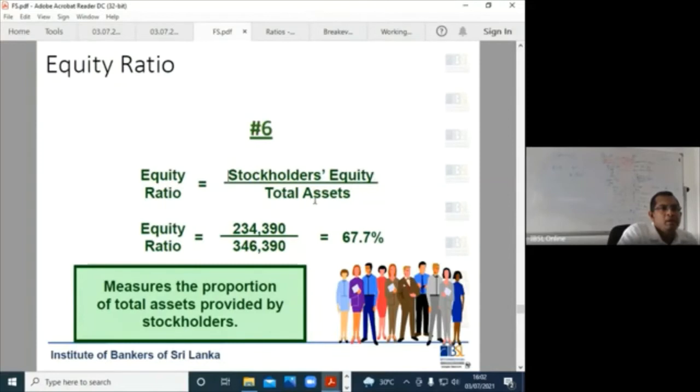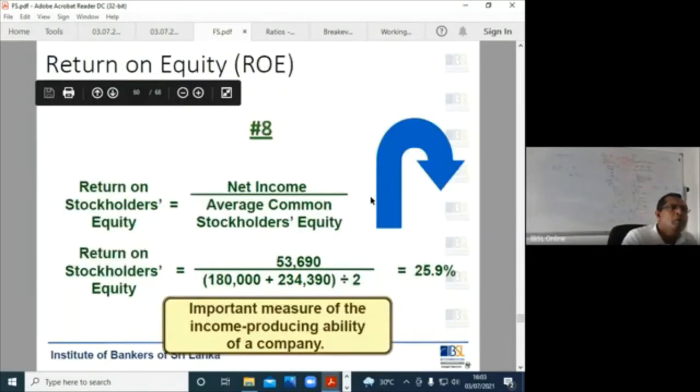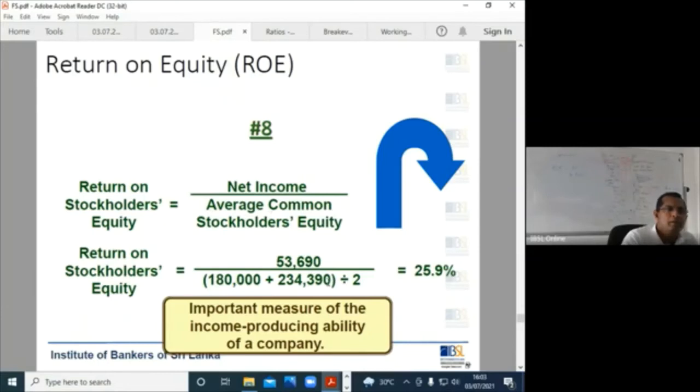equity divided by total assets. I wrote it there: equity divided by total capital employed. Total assets and total capital employed are the same. It is a measure of the portion of total assets provided by stakeholders. Then you have the net profit ratios. Return on equity, the last one I told, net income divided by average common stockholders' equity, right? Equity beginning and last divided by 2.